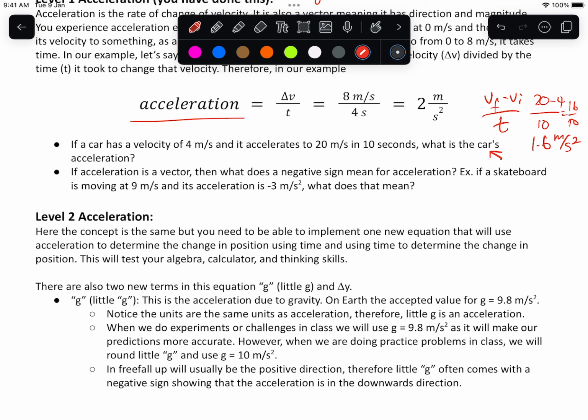Acceleration is a vector. Then what does a negative sign mean for acceleration? Well, it means it's slowing down. And that again was from 1.1.